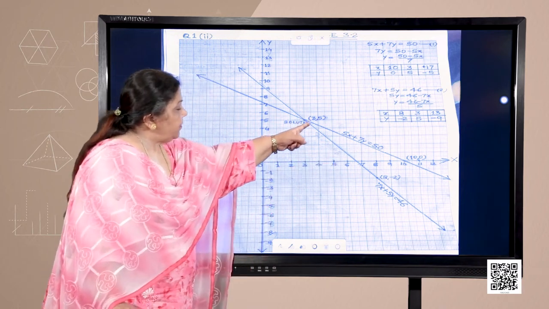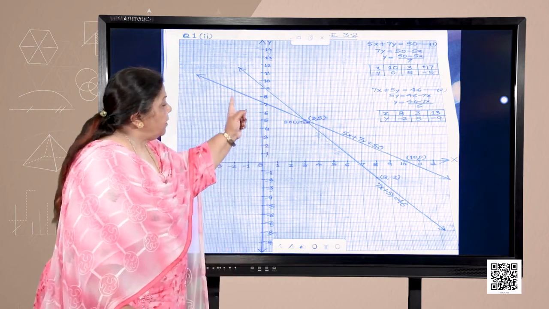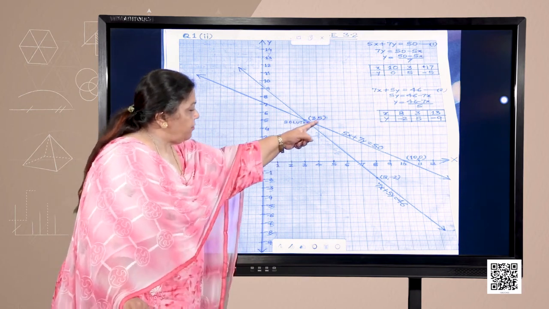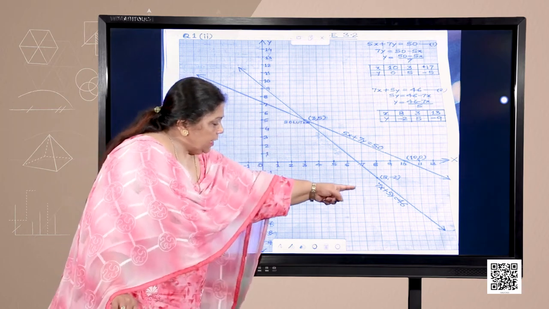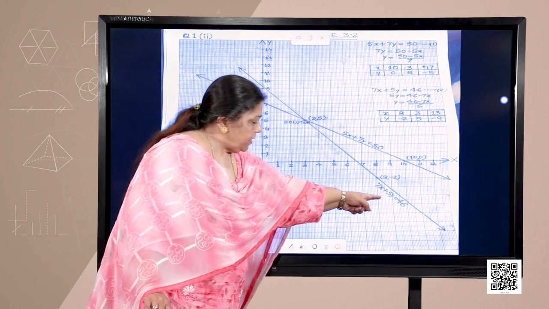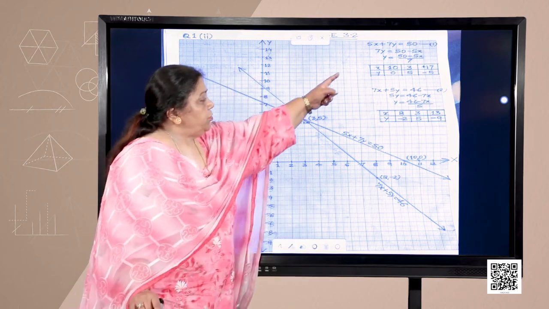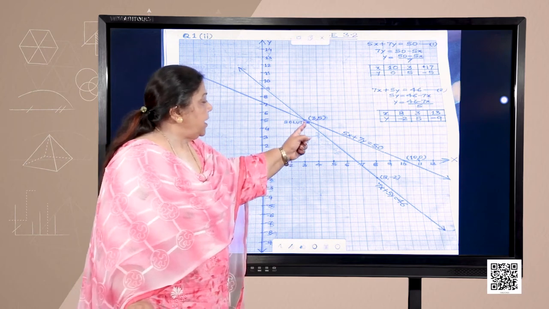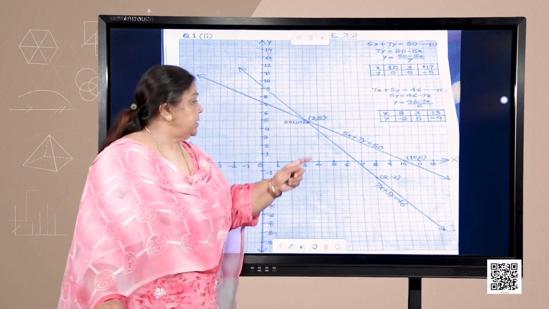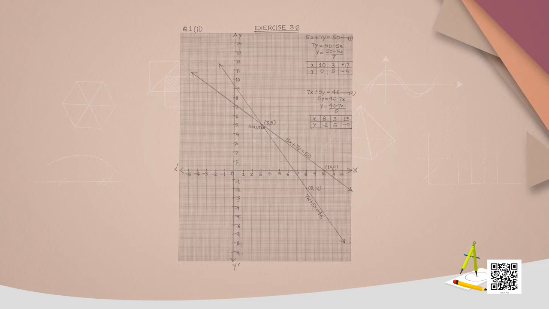The lines are meeting at a common point, 3, 5, that is the unique solution of these two equations. The other equation was 7x plus 5y is equal to 46. The points you can see which we calculated are shown here. If we plot, they meet at a common point, and that is the solution of these equations.